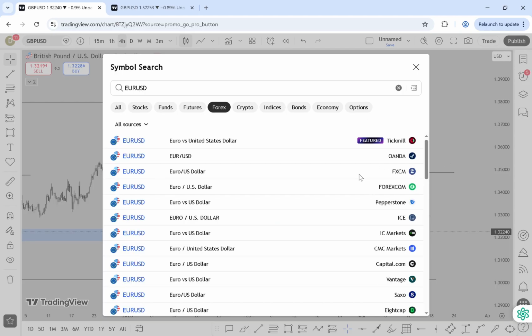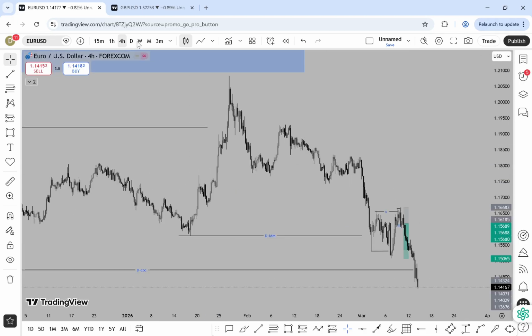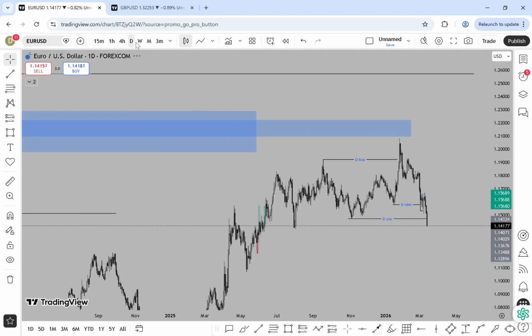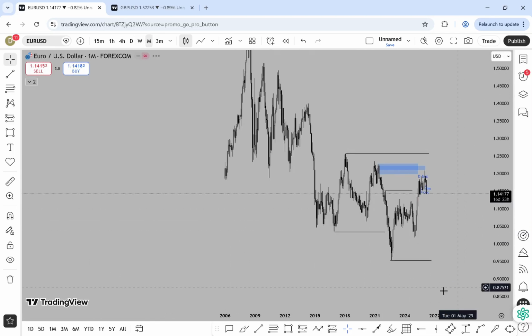So EUR/USD, I think I had some markup on EUR/USD. Let me see what EUR/USD was doing. I had markup already. Let me just rush through it.